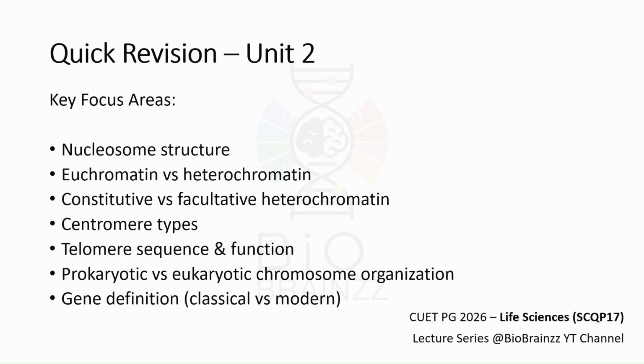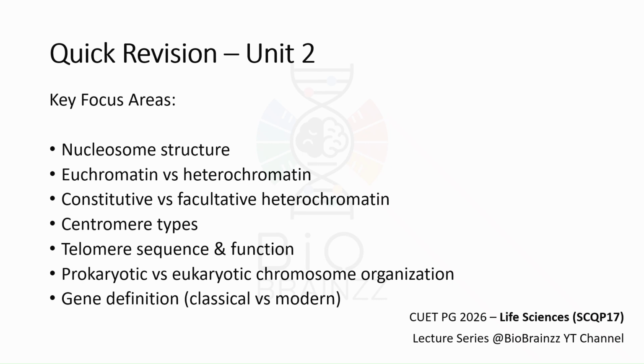Next, telomere sequence and function. In humans, remember the repeat sequence TTAGGG and its role in chromosome protection, genome stability, aging and telomerase regulation. Then prokaryotic versus eukaryotic chromosome organization: circular versus linear chromosomes, nucleoid versus nucleus, absence versus presence of histones, and operons versus single gene transcription. Finally, gene definition.